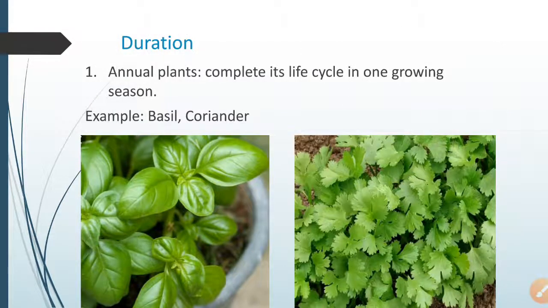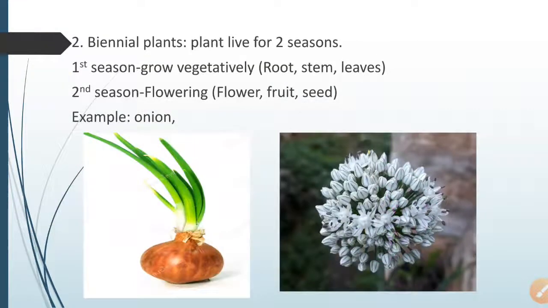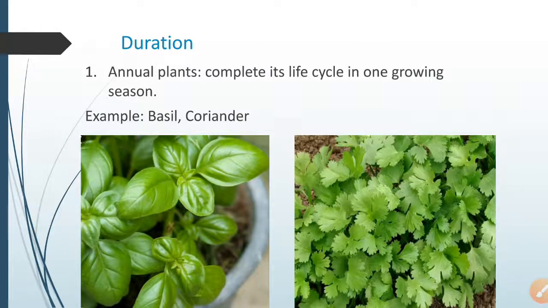Now to talk about the duration. Duration also includes three types, that is annual plant, biennial and perennial. So to go with, the annual plants are those plants which complete their life cycle in one growing season. Example, basil and coriander. In one season, it will complete its vegetative part as well as the reproductive part.